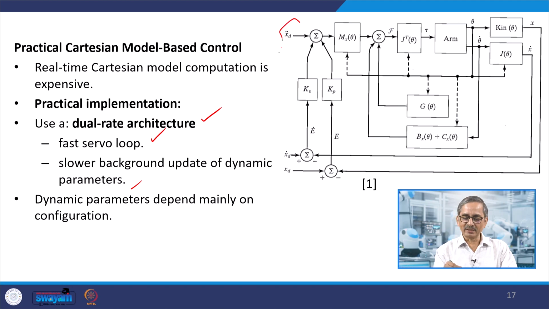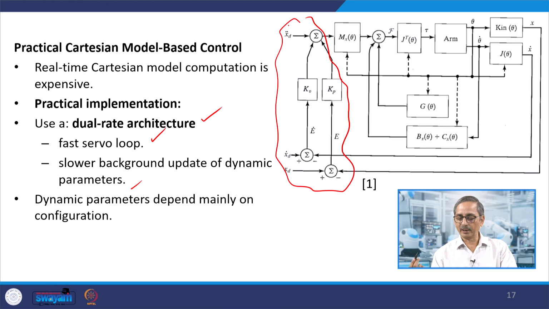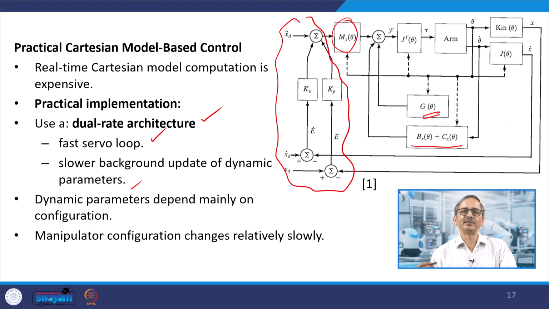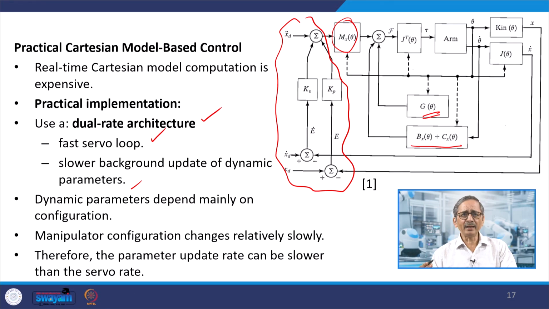So, this part is our servo part, as we have seen already, and this part is our dynamic parameters, which is your mass, and these parameters are the dynamic parameters. These dynamic parameters depend mainly on the configuration. The manipulator configuration changes relatively slowly. That is why I am talking about the dual rate architecture, that is, the evaluation is done at a different rate. So, the parameter update rate can be slower than that of the servo rate.